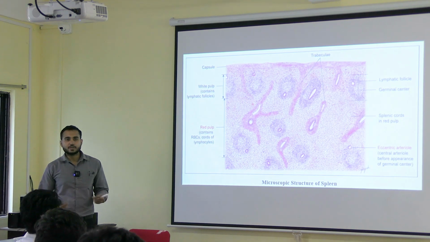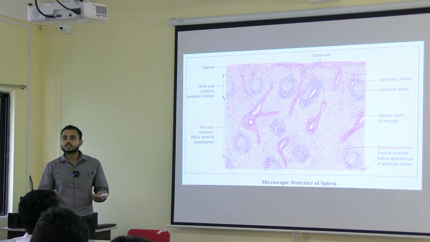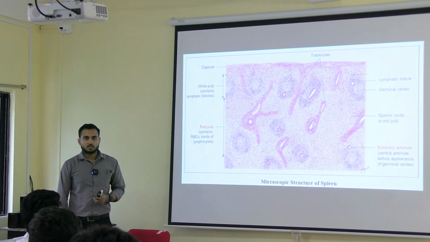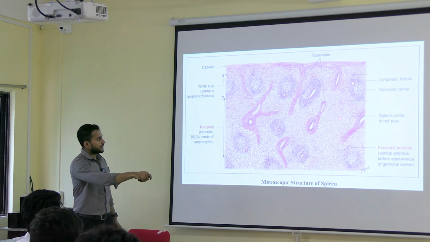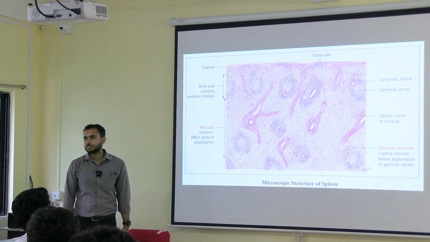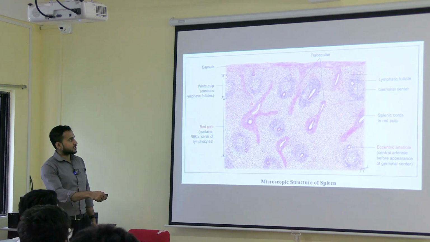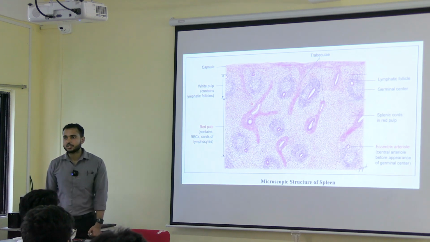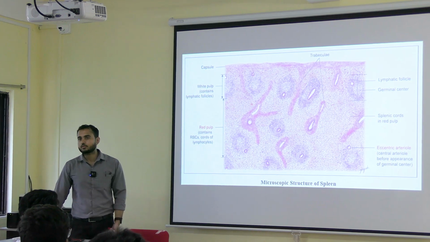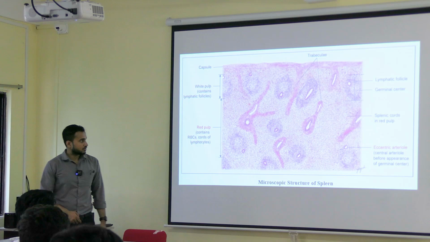So what will be the appearance of the sinusoid? Blank spaces. The sinusoids, how they appear, blank space. So you can see so many blank spaces are present, small blank spaces. Okay, these are nothing but the splenic sinusoids. Okay, next the cells which you see over here, actually it is a low magnification image, that's why you can't see the cells, but the cells are present in the form of cords, and these are called as splenic cords of Billroth.